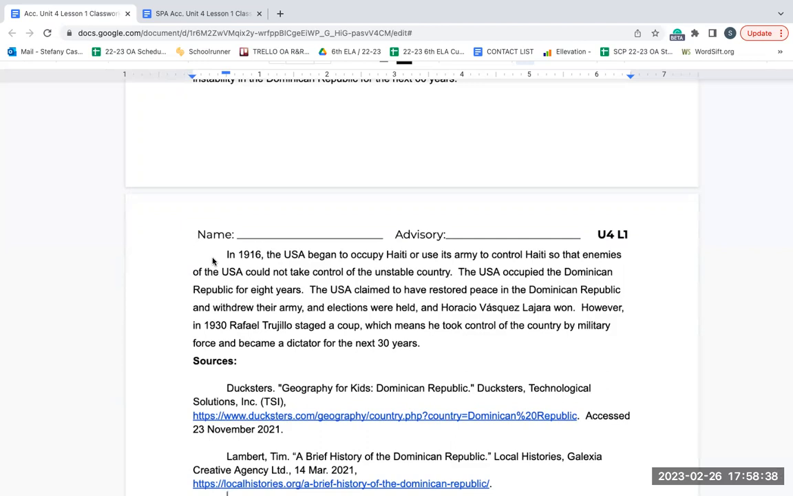The USA claimed to have restored peace in the Dominican Republic and withdrew their army, and elections were held, and Horacio Vázquez Lajara won. However, in 1930, Rafael Trujillo staged a coup, which means he took control of the country by military force, and became a dictator for the next 30 years.